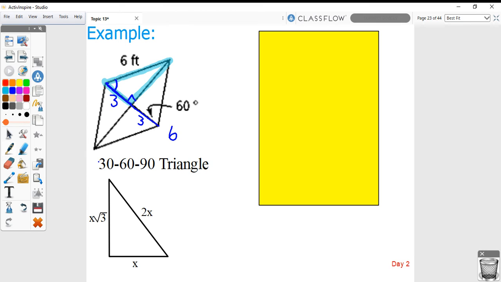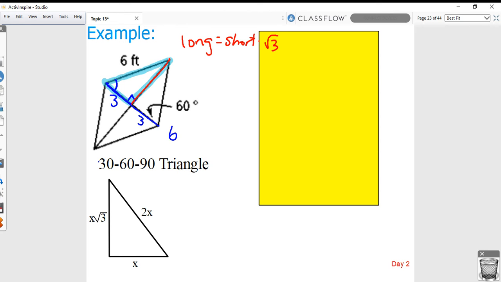The other special relationship in a 30, 60, 90 triangle is between the short leg and the long leg that I just outlined in red. The longer leg equals the short leg times square root of 3. So that means this red piece that I just outlined is 3 times square root of 3. This other red piece is also 3 times square root of 3. And when you put them together, that red diagonal is 6 square root of 3.